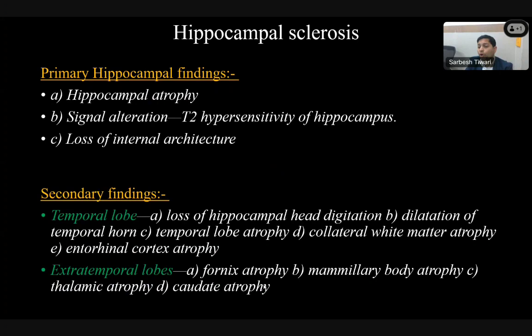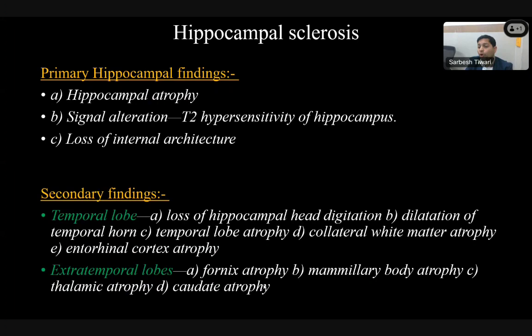This is how you plan an oblique coronal sequence. You take a sagittal image, get the hippocampus in view, and then you plan your sequences perpendicular to the line of the hippocampus, and that's how you get an oblique coronal image. And this view is called a Mercator's view.